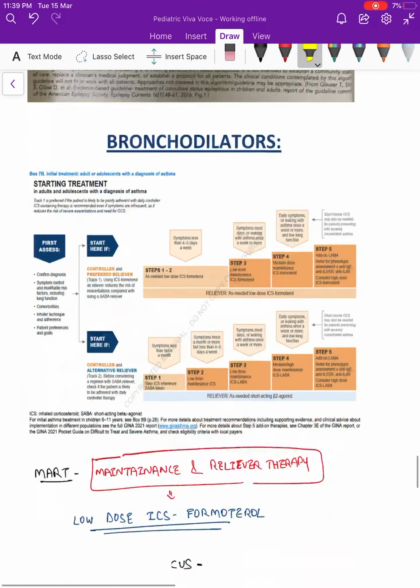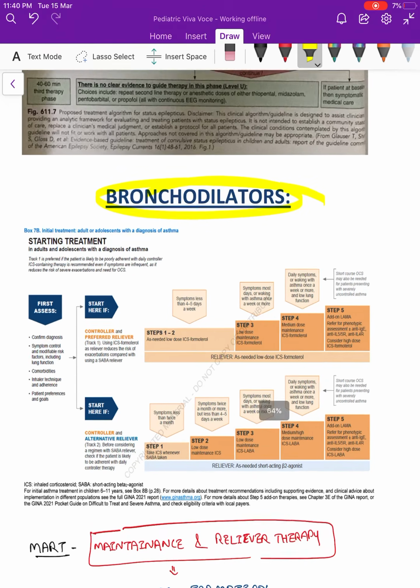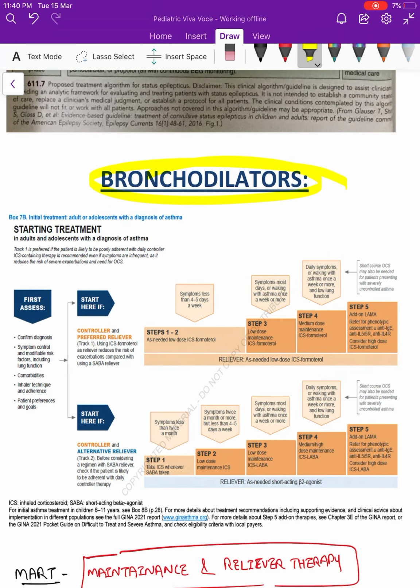Okay, fine. Next group of drugs that you will invariably be asked, so very important, is bronchodilators, because this is one of the most common cases which you can get in your OPD or in the emergency department. Now this is from the recent guidelines, so you need to be aware of the step 1, step 2, step 3, step 4 and step 5 management.